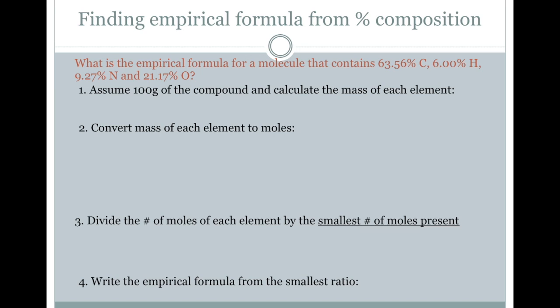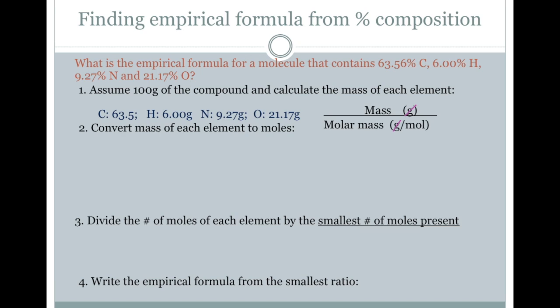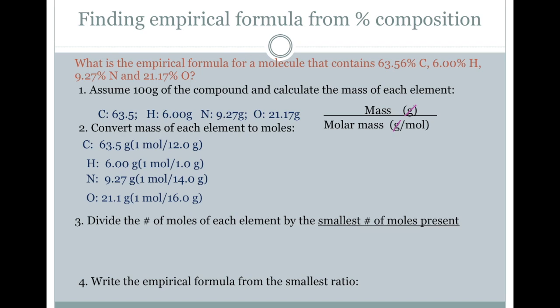Okay, we're going to do another example, and this one's a little bit trickier because we don't have just 2 elements. We have a molecule that has 4 different elements in it: carbon, hydrogen, nitrogen, and oxygen. So again, we're going to assume that we have 100 grams total, so the grams of each element add up to 100. And now we're again going to convert the mass of each element to moles, and we have to do that to figure out the relative number of each element.